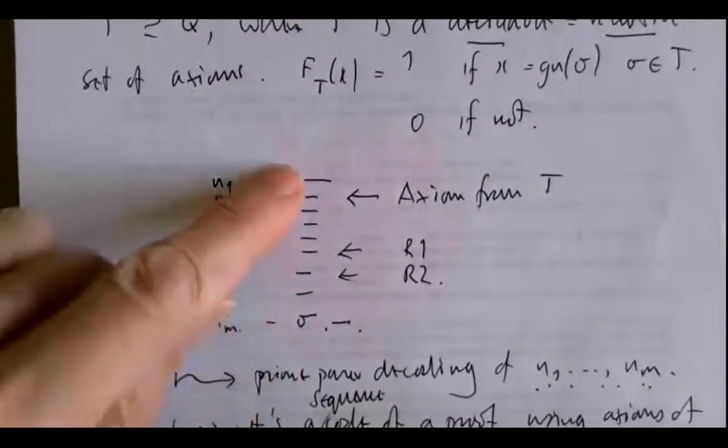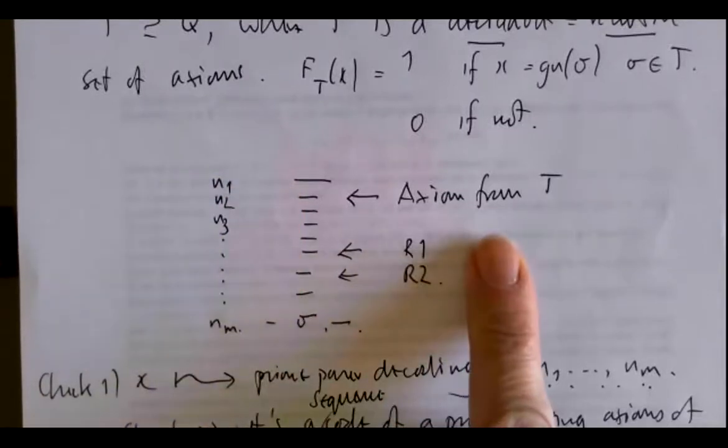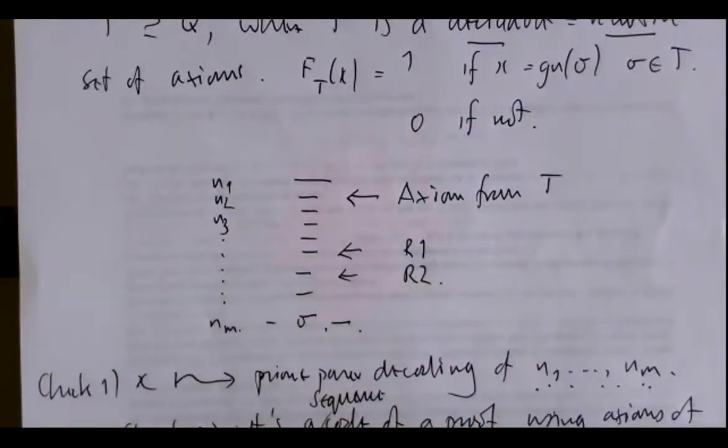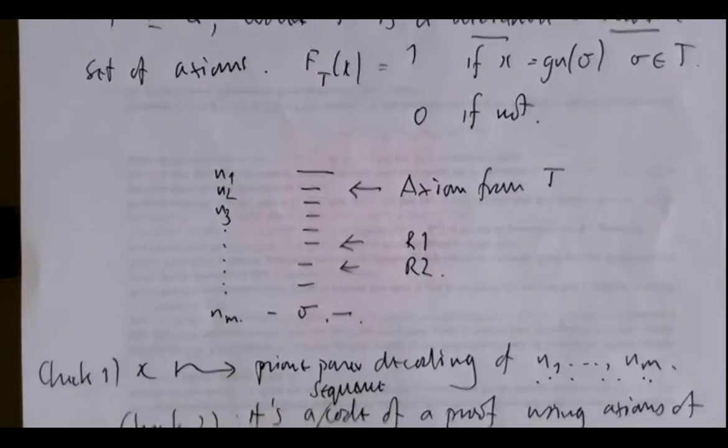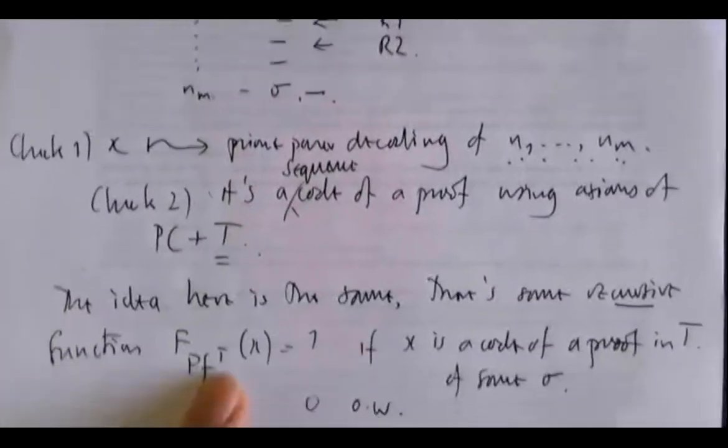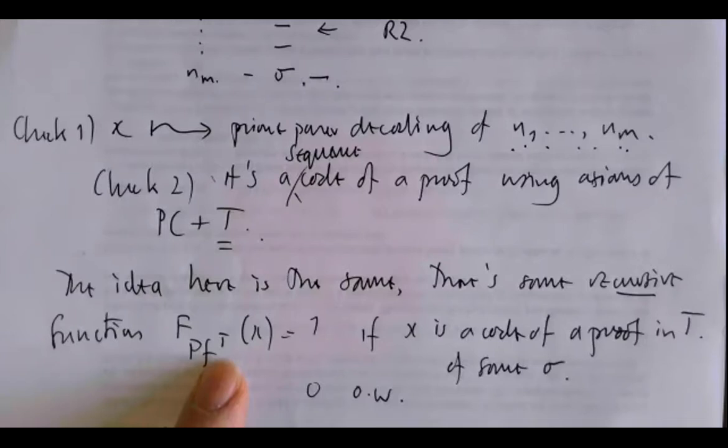We can look at proofs from T. So then there's a characteristic function of something being a proof in T. And if x is a code for this, the function returns a 1. Otherwise, it's a 0.